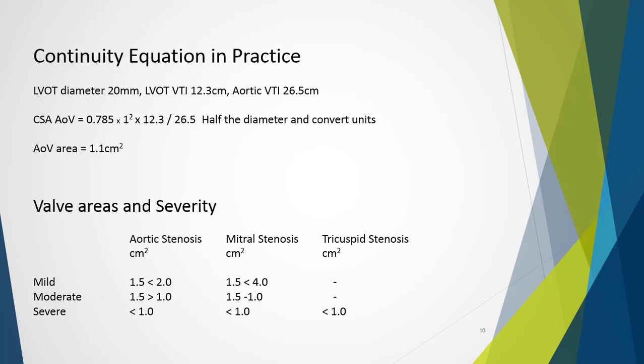So putting it all through here, we can see the cross-sectional area is 0.785 times 1 squared, times 12.3 divided by 26.5, which gives our aortic valve area of 1.1 centimeters squared. So we can use our valve areas from these calculations to work out severity according to the scale here: mild, moderate, severe. In the instance of aortic valve, between 1.5 to 2 is only mild, and if you had a valve area of under 1 centimeter squared, it indicates it's severe.